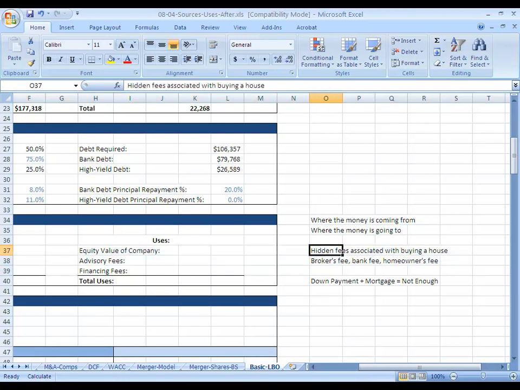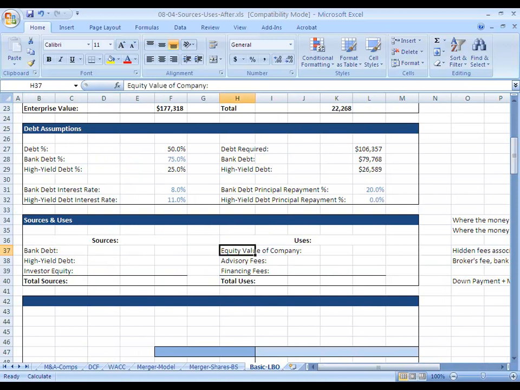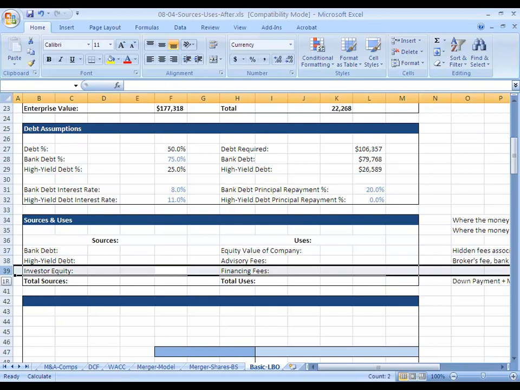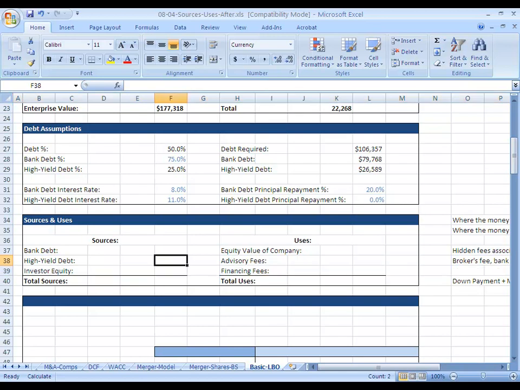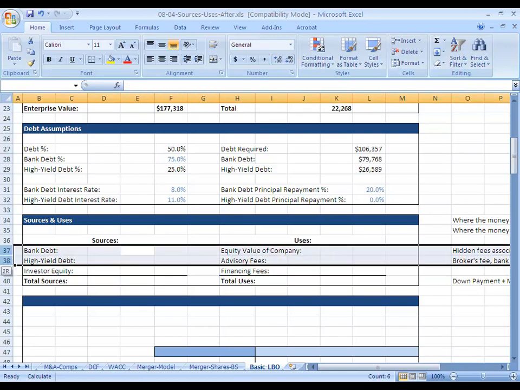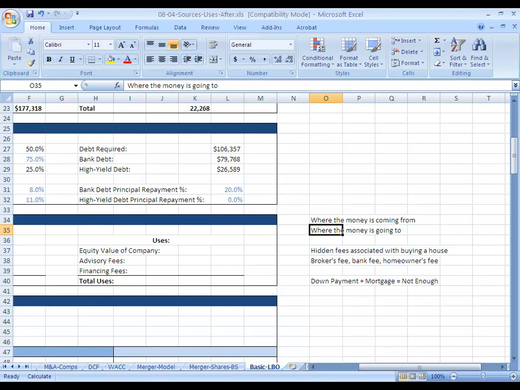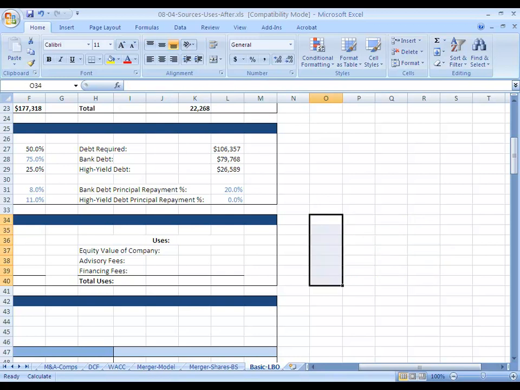Now in this case, these hidden fees are really referring to the advisory fees and financing fees, and the effect of both of these will be to require more capital from the private equity firm here. So because it's not just the equity value of the company, and because we're raising a fixed amount of debt, the investors, the private equity firm, are going to have to put down more cash in this case. So I'm just going to delete this explanation and go back to the sources and uses.